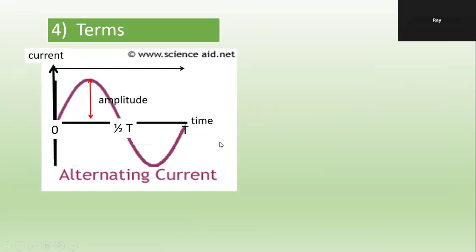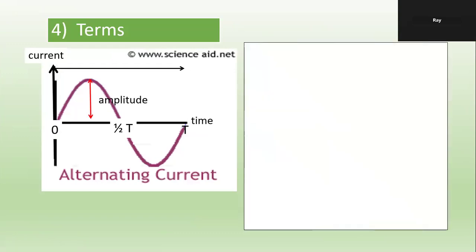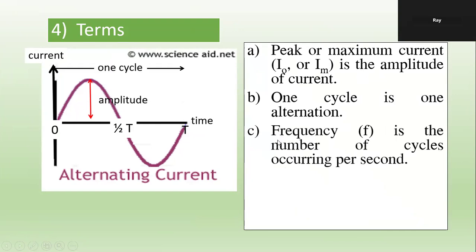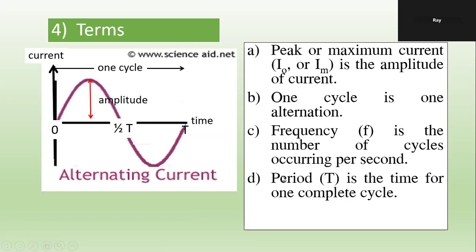Okay, now the terms are the same as waves, no different. Peak or maximum current, I naught or Im, is the amplitude of the current. One cycle is one alternation. That's one cycle. Frequency is the number of cycles occurring per second. Period is the time to complete one cycle. Same as wave, no different. That's the amplitude. T is 1 over f. That's the equation for this sinusoidal current.